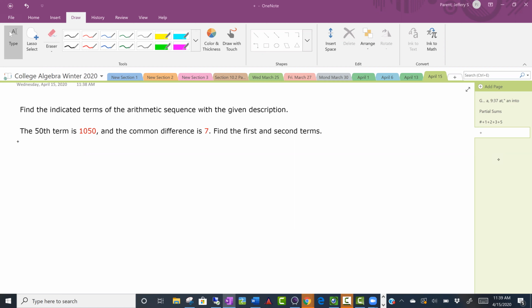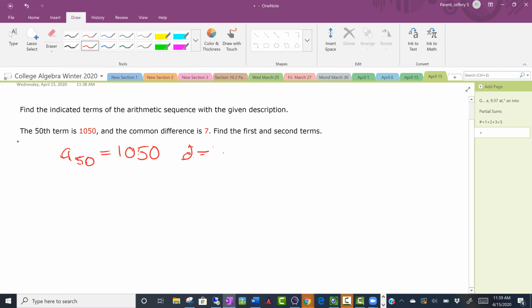So find the indicated terms of the arithmetic sequence with a given description. So a sub 50, let's start with that. A sub 50 is 1,050. And the common difference is 7, so d equals 7.